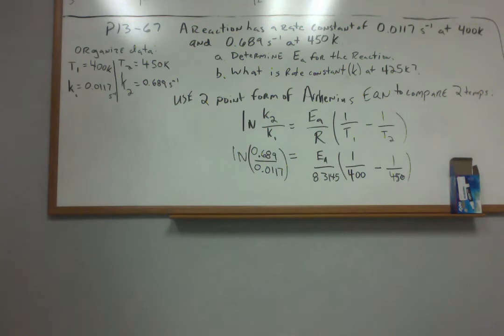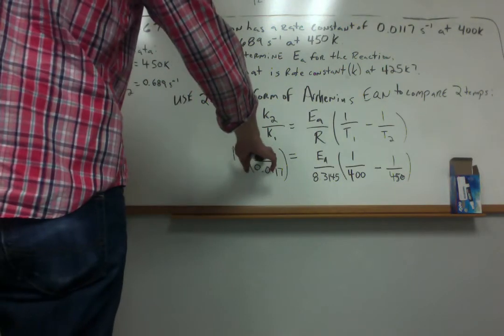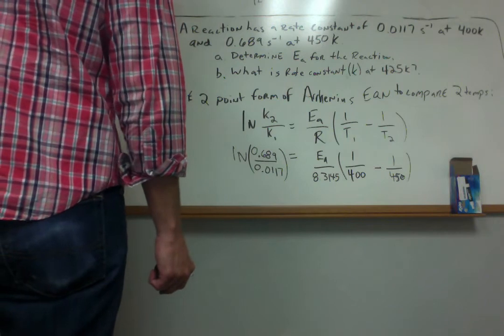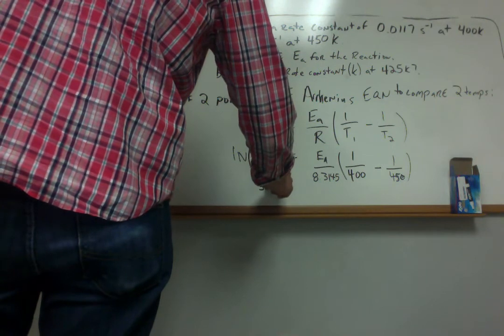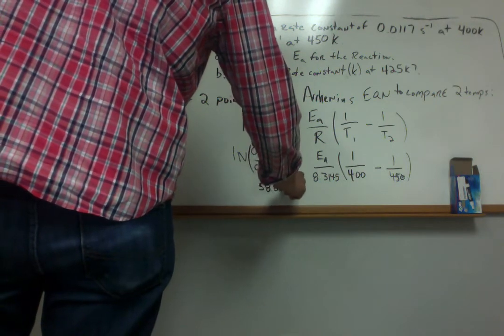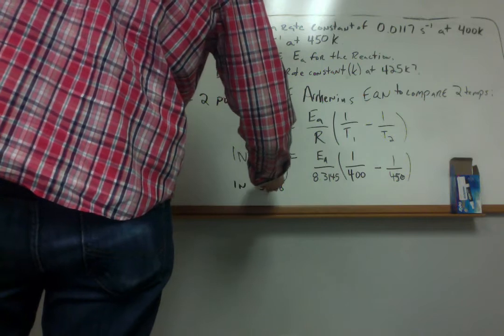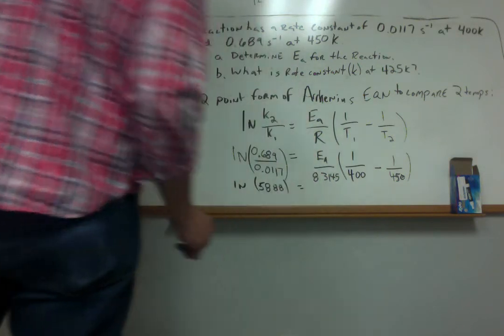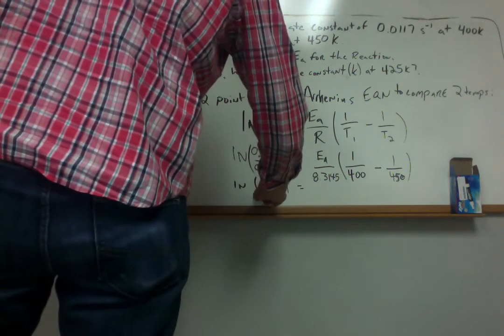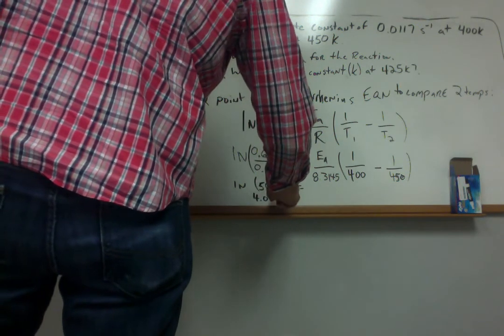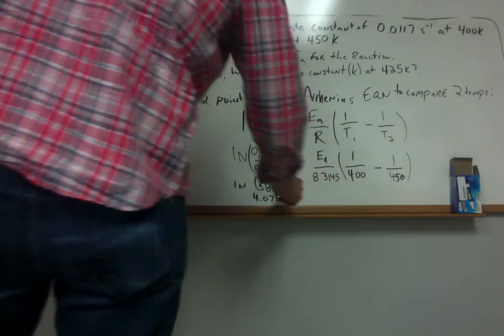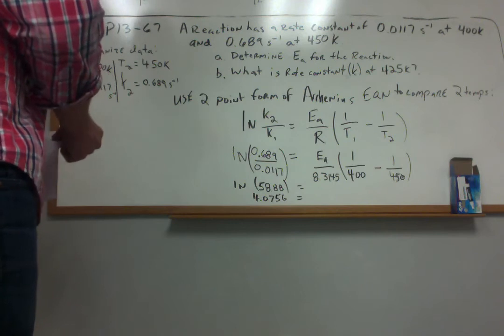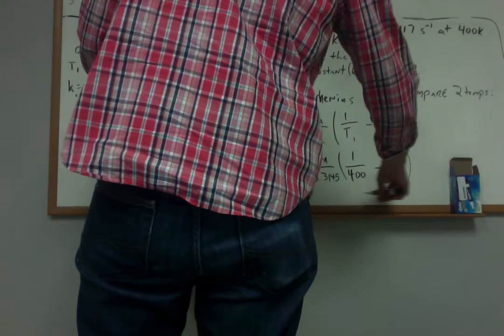So if I take this ratio, 0.689 divided by 0.0117, looks like I end up getting about 58.88. So on my calculator, I have to take the natural log of that, which works out to about 4.0756 once I hit the natural log button. Okay. Similarly, on the right side of my equation, I have to do this math. Okay.